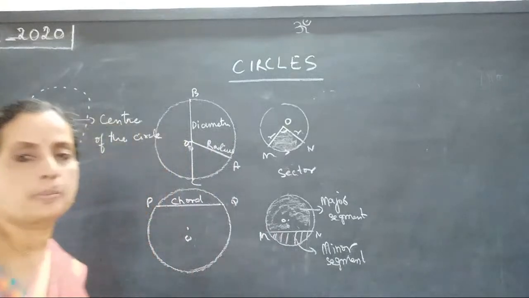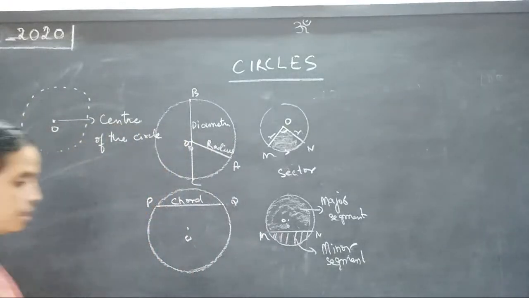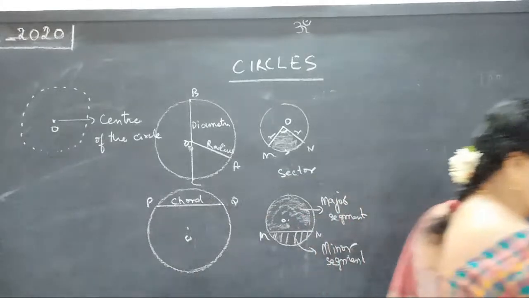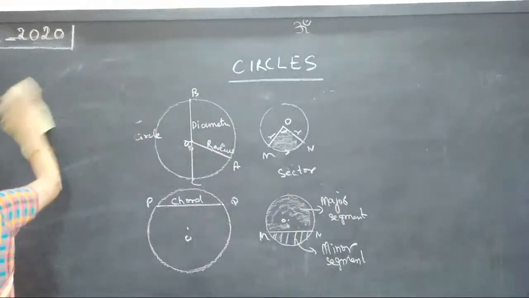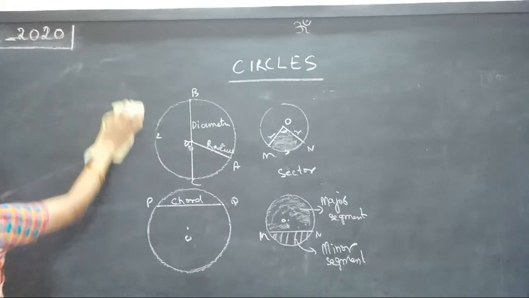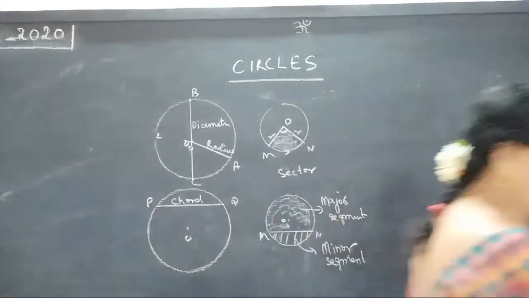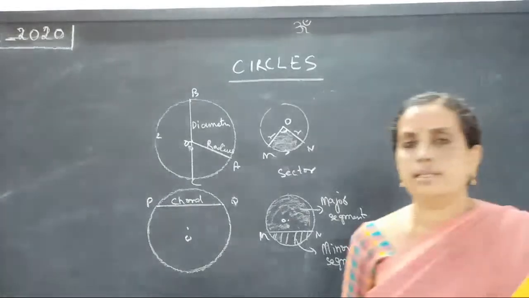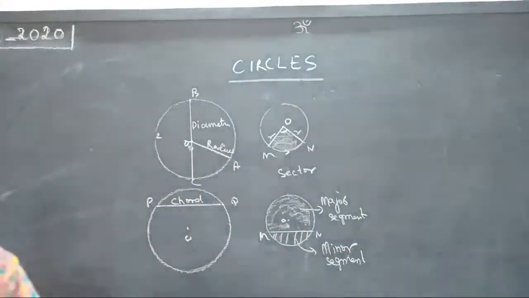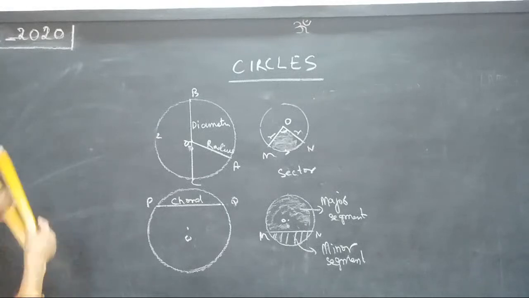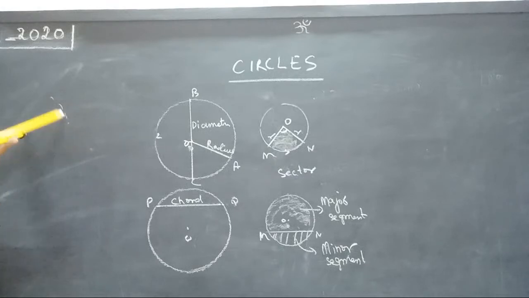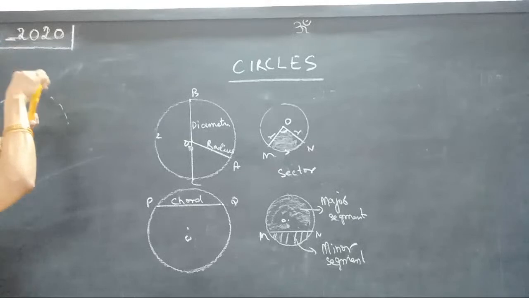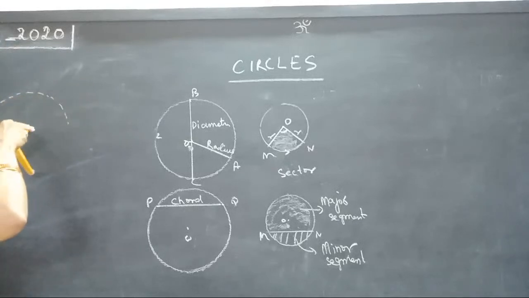Again, I will go back to the explanation. I will give the figure in a better way. I give the figure using the compass only. We define a circle as a set of points which are equidistant from the fixed point. That fixed point is called the center of the circle. Okay? Take a dotted line like this.